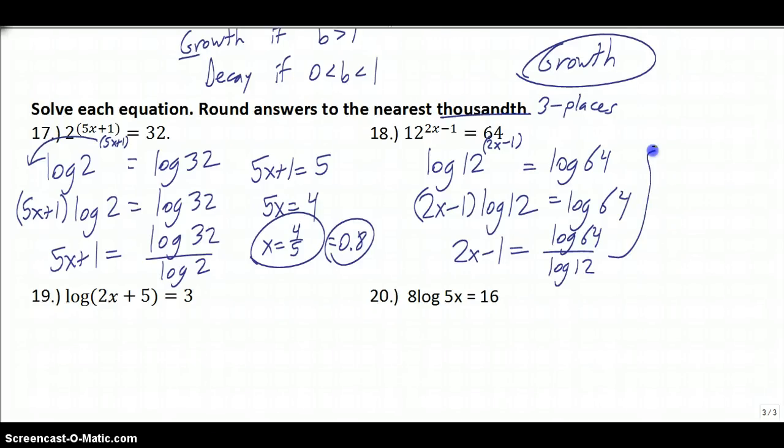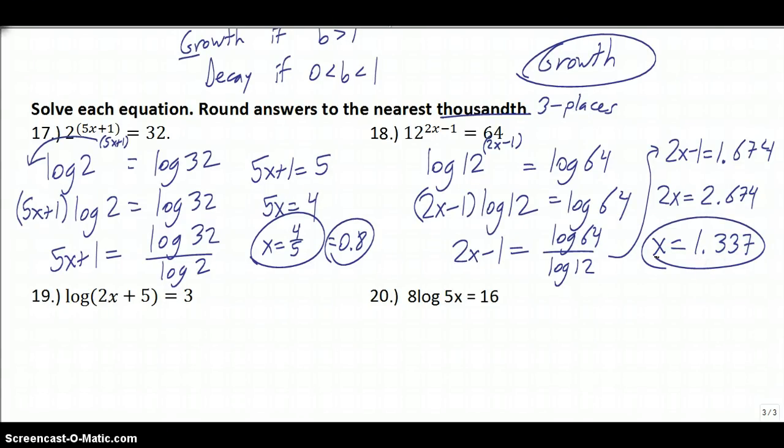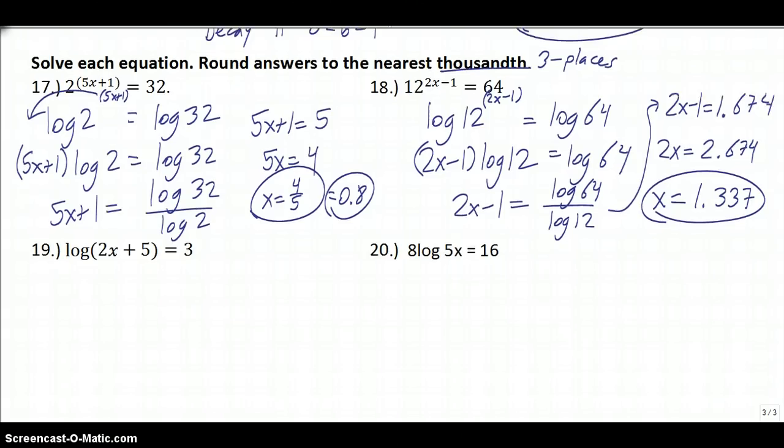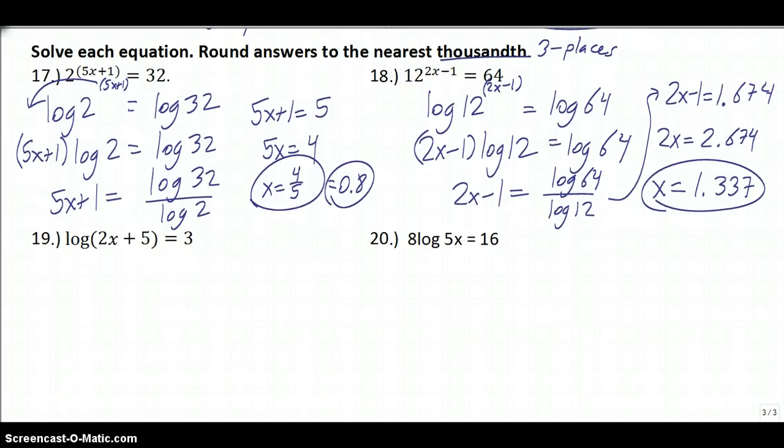I get this. Let's see, 2x minus 1 equals 1.674. So I'm going to add 1. So 2x equals 2.674. And I'm going to cut it in half. Divide by 2. So that will be 1.337. Oh, that's pretty neat. Awesome. Okay.